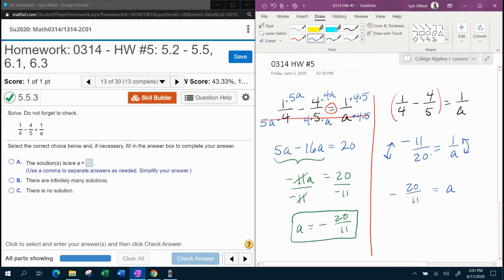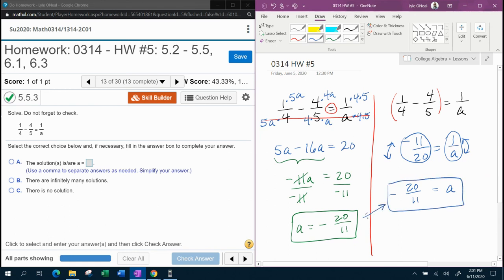I might mention that flipping both sides only works if you have a proportion. That means one fraction equals one fraction. Then you can flip both sides.